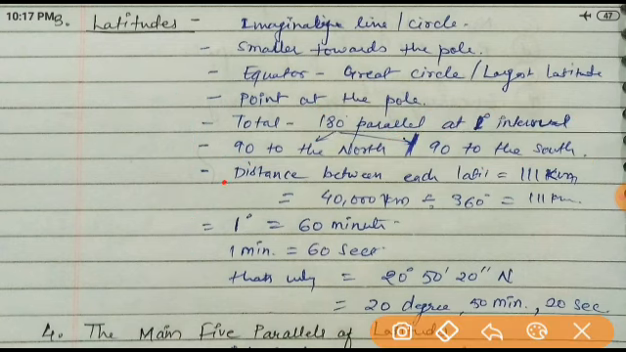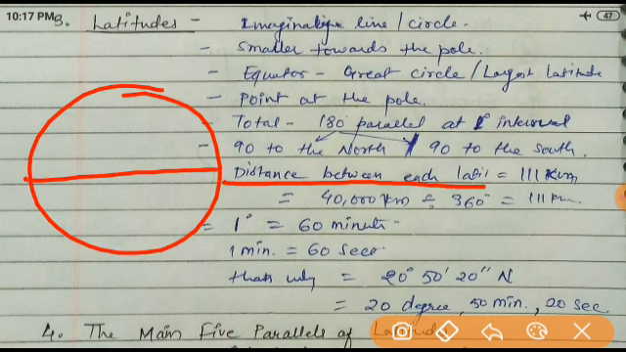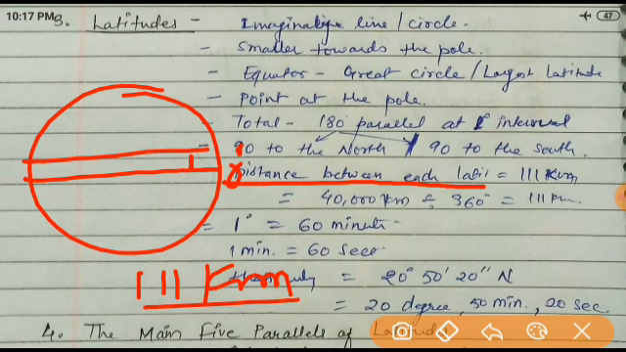Then the distance between each latitude. Yes, now see, in each latitude, it is a 0 degree and it is a 1 degree. So the distance between them, how much is it? How much distance? 111 kilometers.